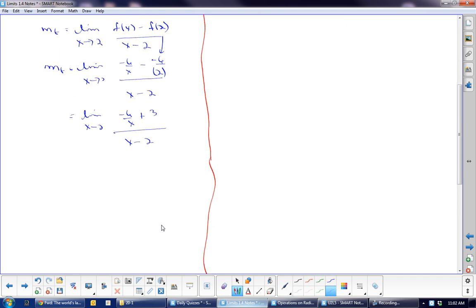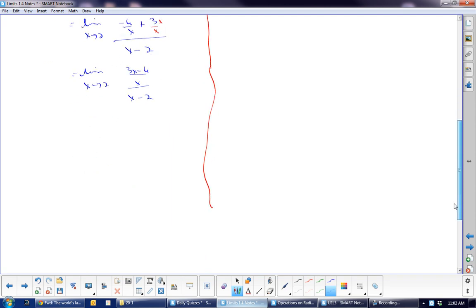Okay? So we do want to add those two up top together, so I'm going to do this. Just find a common denominator. So that would be the limit as x approaches 2 of 3x minus 6 over x minus 2. I just put the positive one first. I could have negative 6 plus 3x if I wanted. So the limit as x goes to 2.